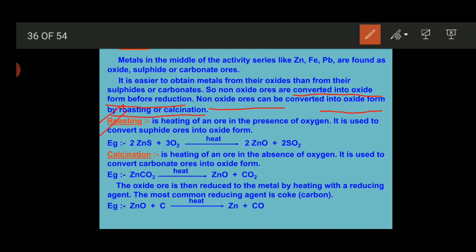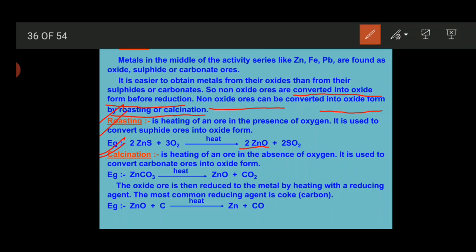Now see what the roasting process is. Basically, the roasting process is a conversion of sulfide ore into oxide ore in the presence of a sufficient amount of oxygen. It means when we heat the sulfide ore of metals in the presence of oxygen, it gets converted into the oxide ore of the metal. See here, zinc sulfide treated with oxygen in the presence of heat gives us zinc oxide along with sulfur dioxide gas. That process is known as the roasting process.